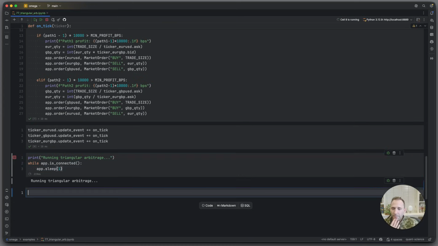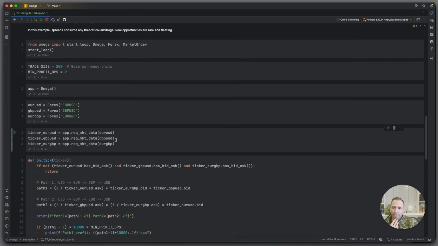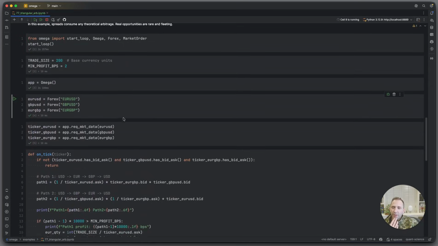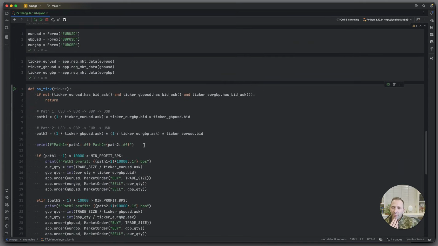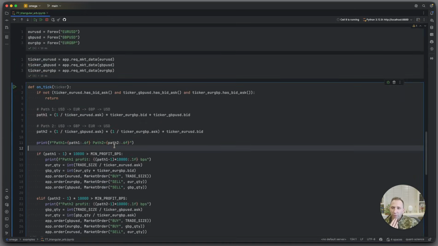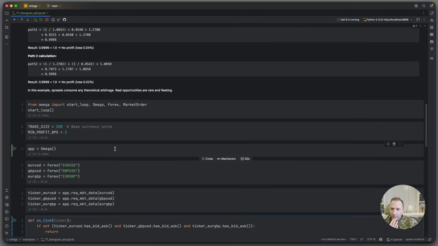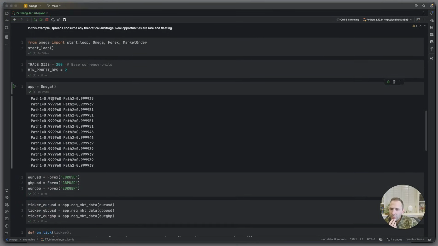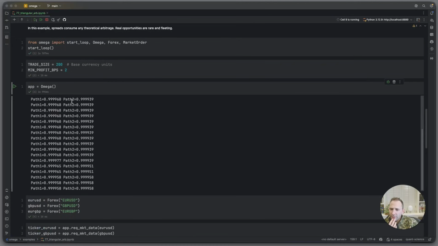So when I run it, running triangular arbitrage, and if we scroll up, we're going to start seeing some messages print, okay? And the message that prints is going to come from this command here. Every time we run this tick, we will see the message print. Here we go. So we got path 1, 0.99996, path 2, and you're seeing that the ticks are updating, right?